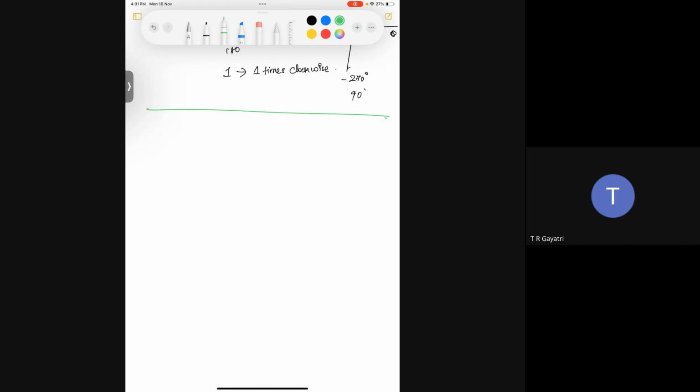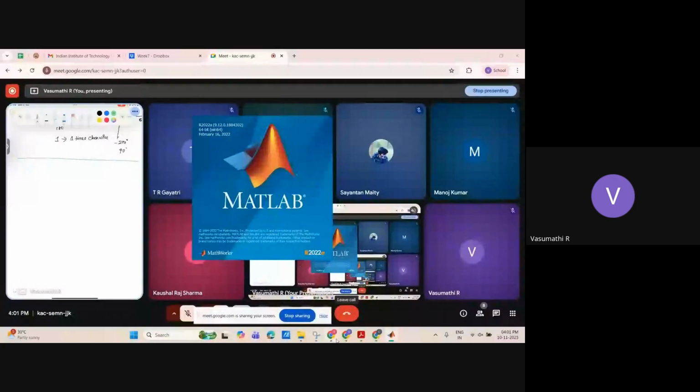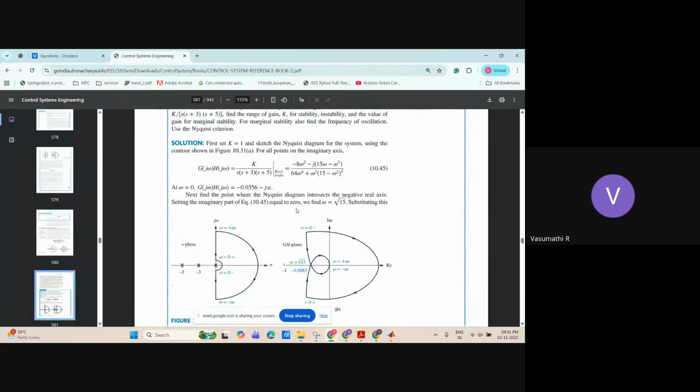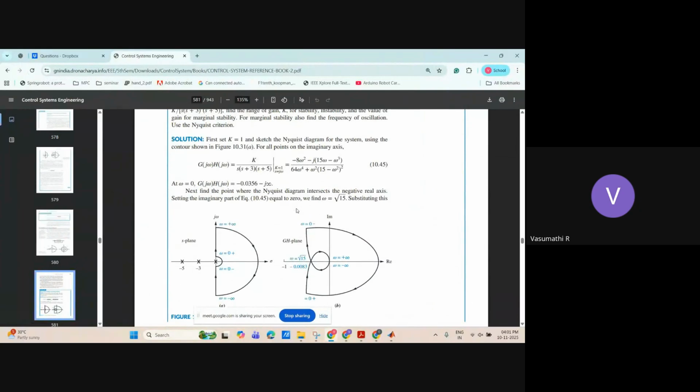Let me present my screen from my laptop. So we'll try to plot this in MATLAB and see how it is rotating and what we can infer from this. I hope you can see my laptop screen, right? MATLAB.